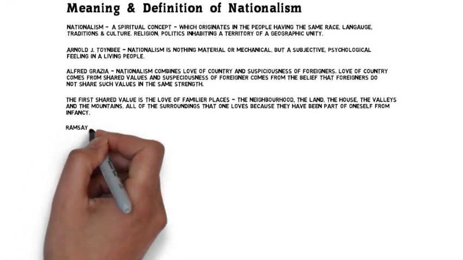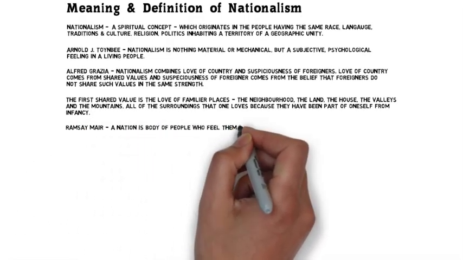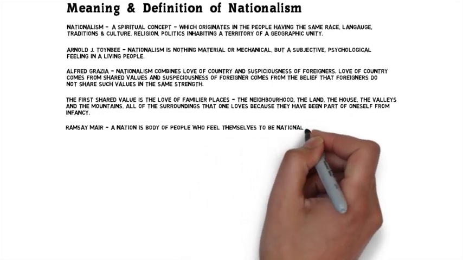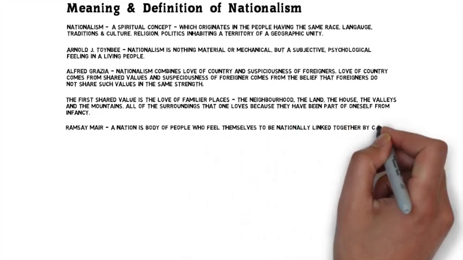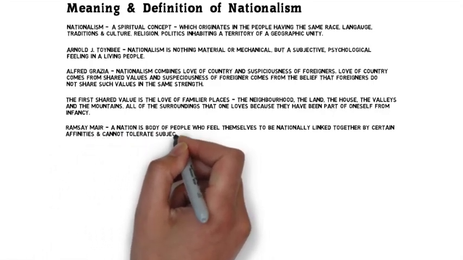Moving on, we have another scholar called Ramsey Muir. Now he says that a nation is a body of a people who feel themselves to be nationally linked together by certain affinity and cannot tolerate subjection to others. Very simple. He has rightly pointed out that nationalism is linked together by a certain affinity. Now, what is the meaning of affinity? Affinity is nothing but liking, a natural liking or understanding of someone or something.